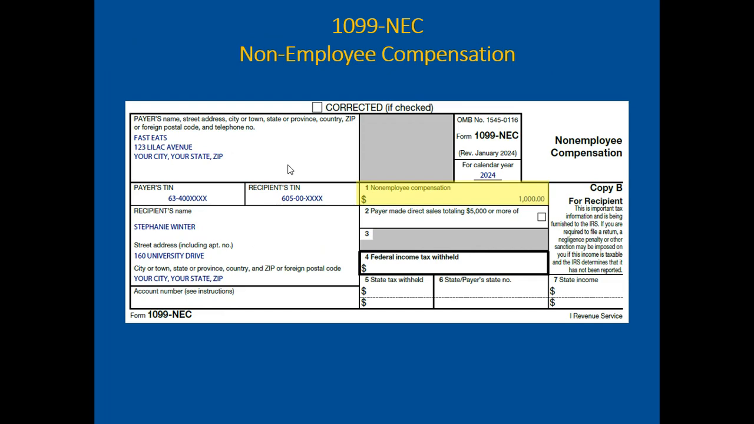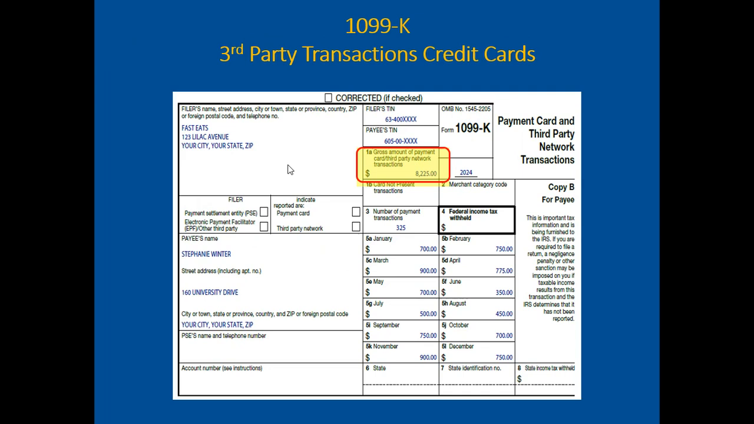This is what her 1099 NEC looks like. Make sure you highlight box 1. Make sure it's for the right year and for the right person. This is her 1099-K for third-party transactions. You only need the information on 1A. Always make sure it's for the right year and for the right person.